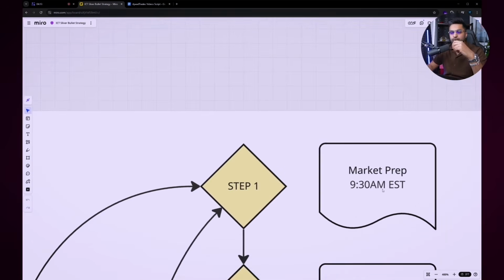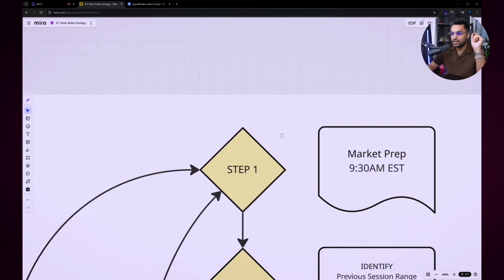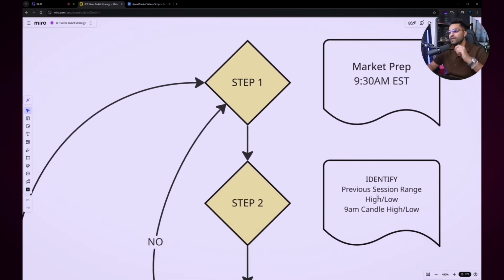Once you do market prep at 9:30 a.m. Eastern Standard Time, the next step is that we're going to be identifying the previous session range. Where is the previous session range and what's the high and low of the previous session range? And also we're going to be looking for the 9 a.m. candle high and low as well. Now, that's a key point: we need to understand where the previous session range high and low is.